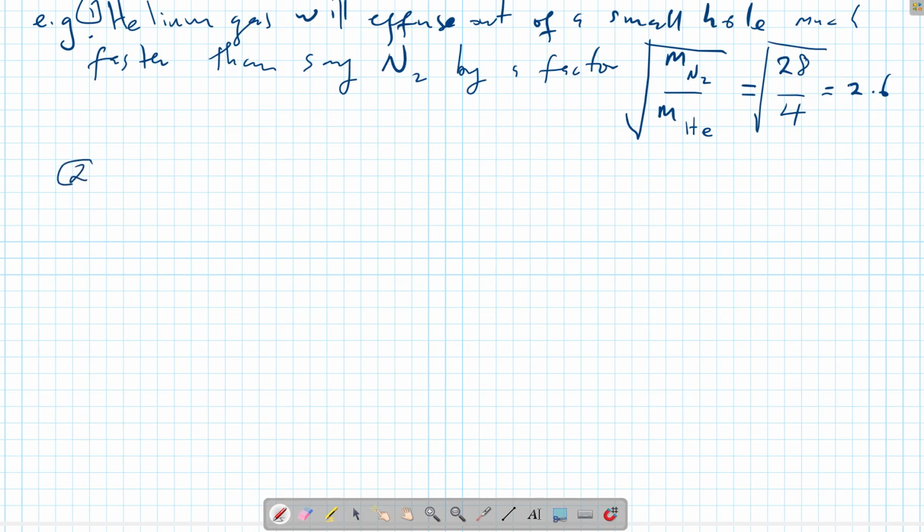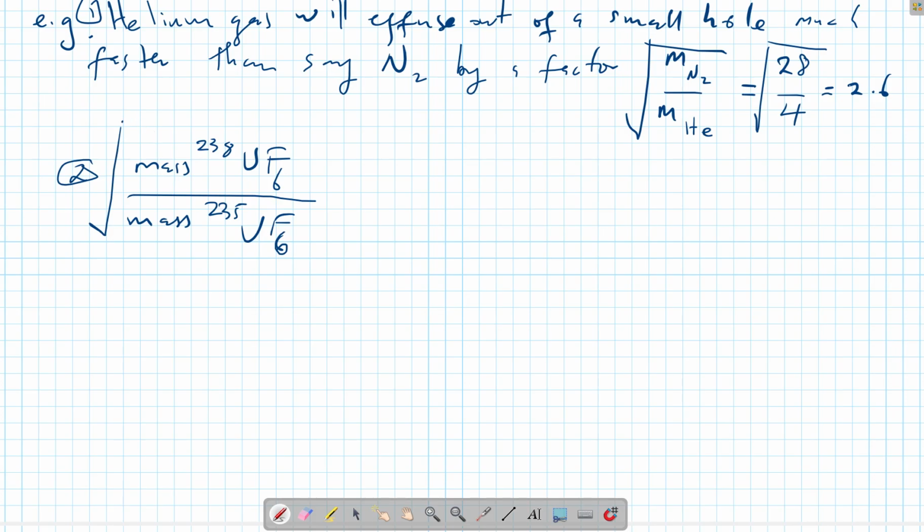Another example, number 2, is one can use this concept to separate uranium. So if you have uranium fluoride, UF6, this is uranium 238. So you just need the mass of that divided by the mass of uranium 235.